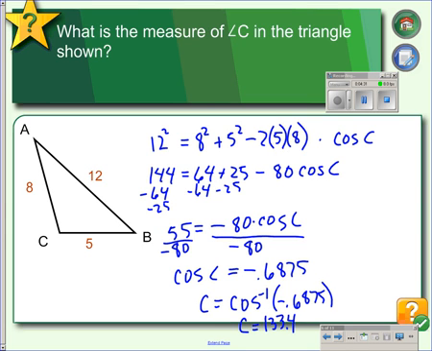It's degrees, because we're looking for the angle. So looking at the picture, it does make sense that that angle would be greater than 90 degrees. It's an obtuse angle because the side opposite is the longest side. Okay, that's it for this video.